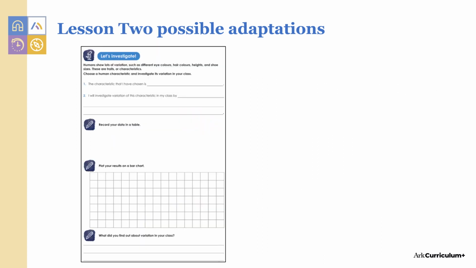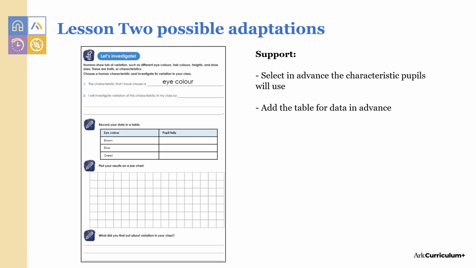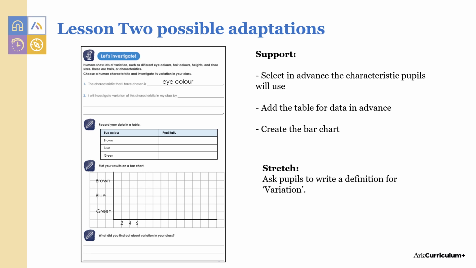In Lesson 2, pupils need to undertake an investigation where they look at variation within humans. Support pupils by selecting in advance the characteristics pupils will use. Add the table for data in advance. Create the bar chart. And stretch pupils by asking them to write a definition for variation.